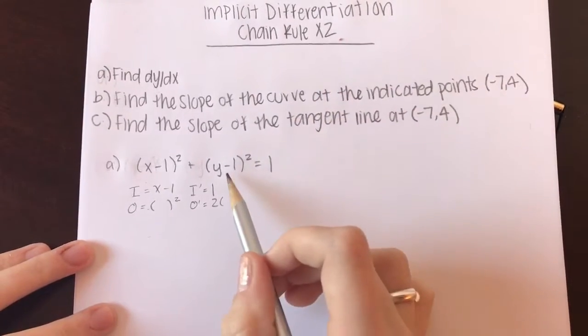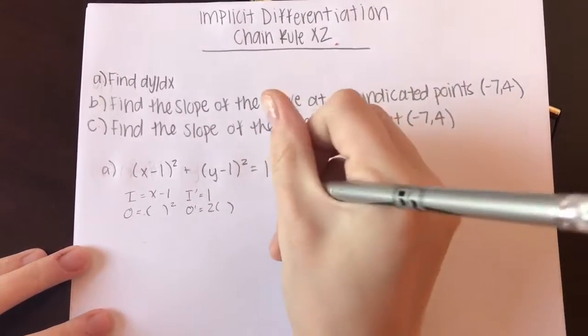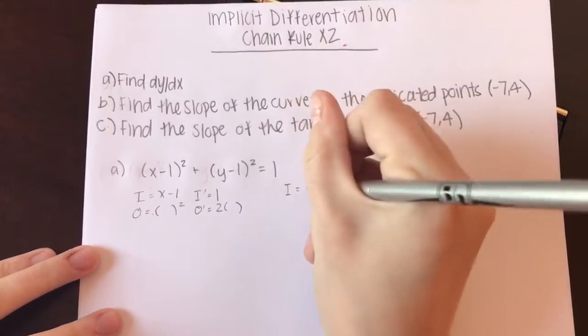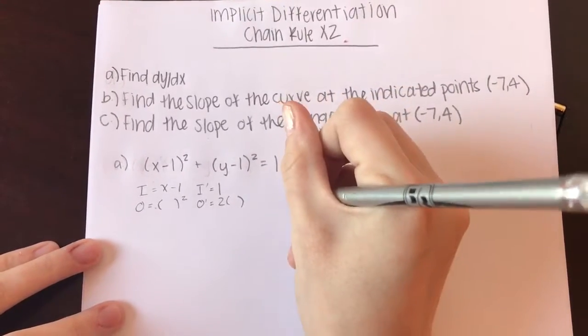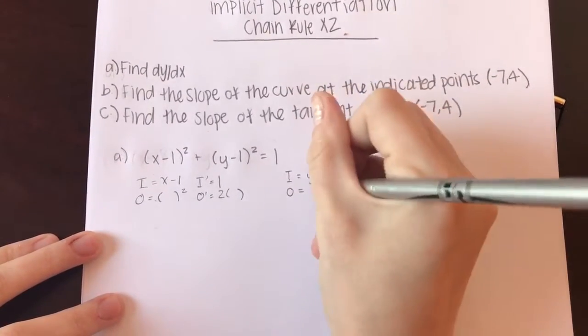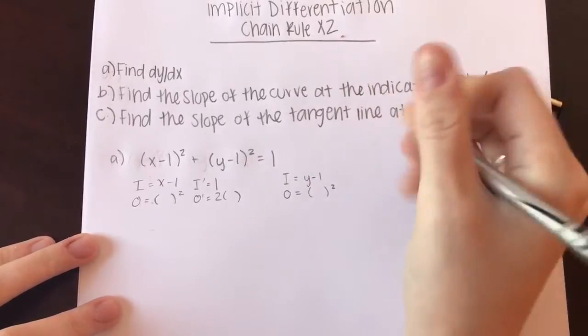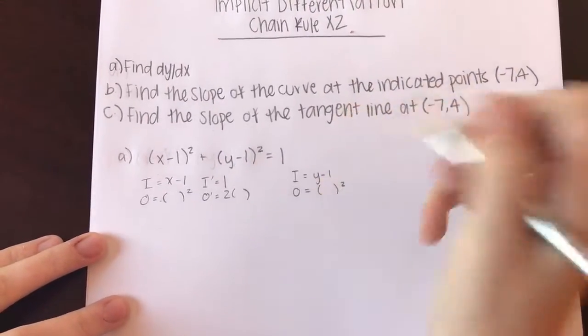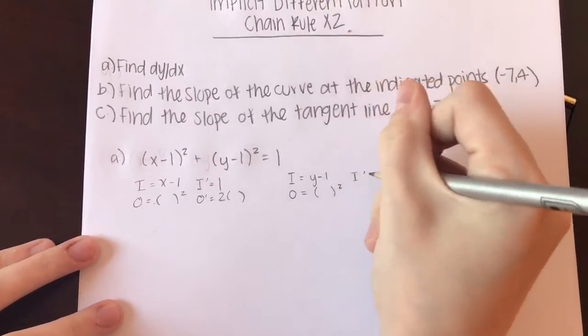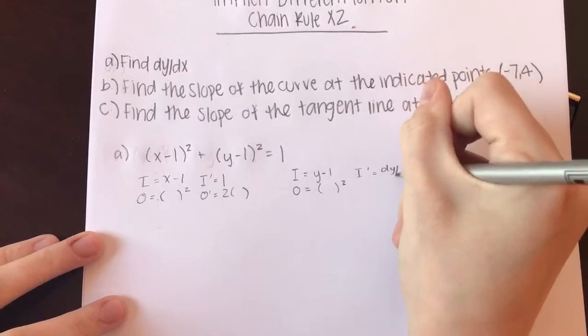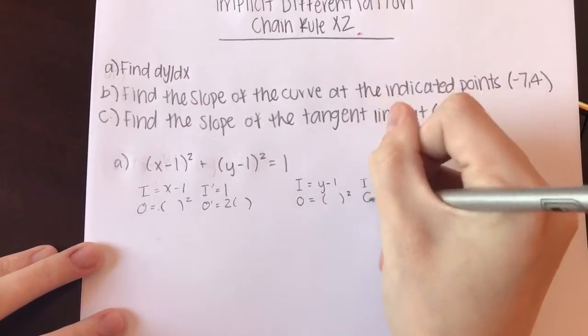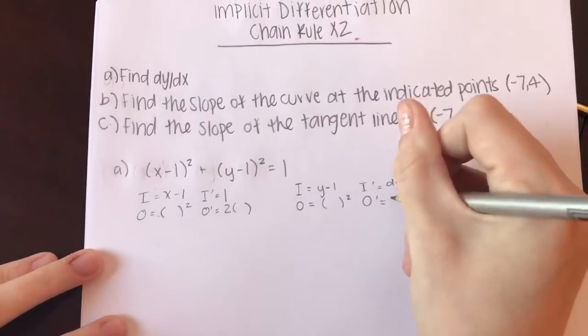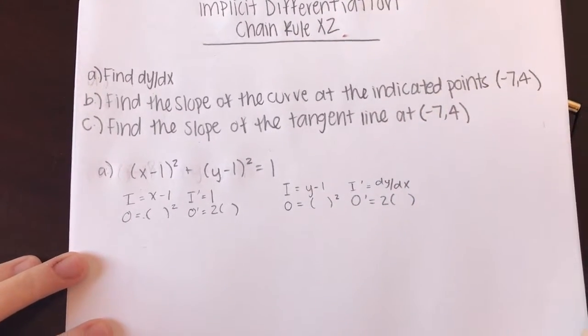Now we're going to have to do chain rule for (y - 1)². So inside equals y - 1. Outside would equal parentheses squared. Now do the inside and outside prime. Inside prime would be dy/dx. And outside prime would be 2 parentheses like last time.